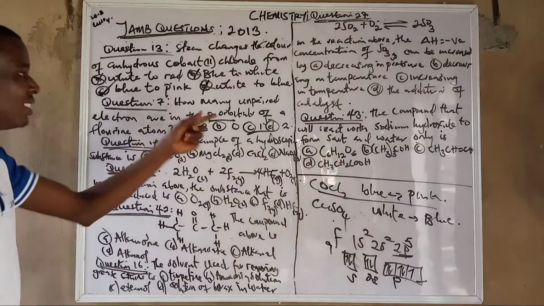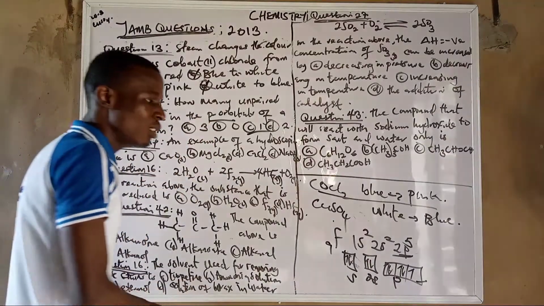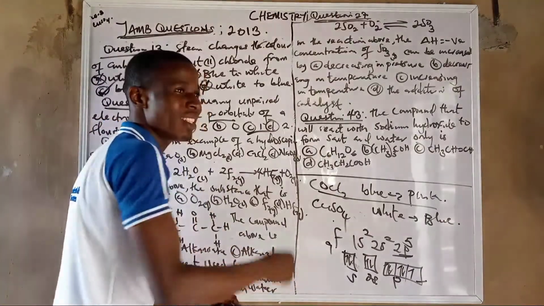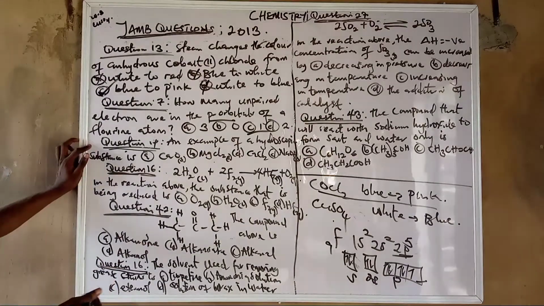Mind you, this question is testing us under Hund's rule. Hund's rule said that electrons should be shared singly before pairing occurs. So let's move on to the next question.